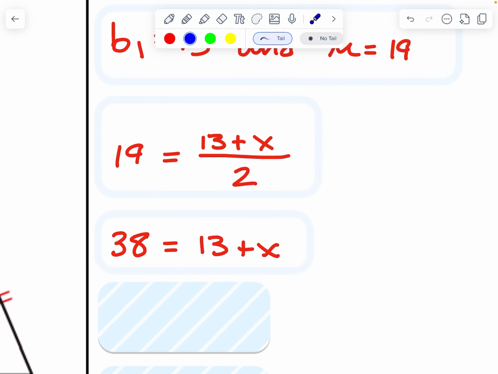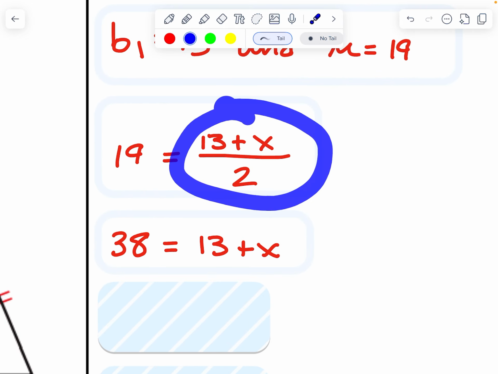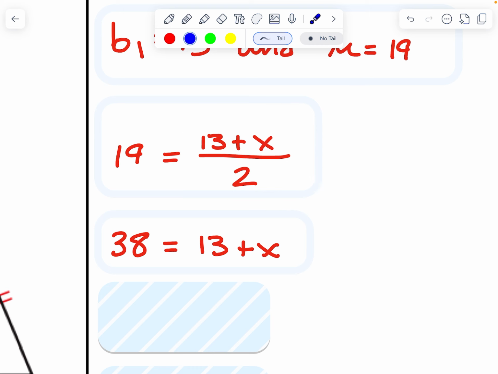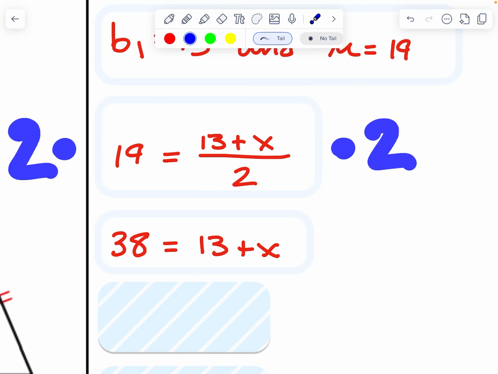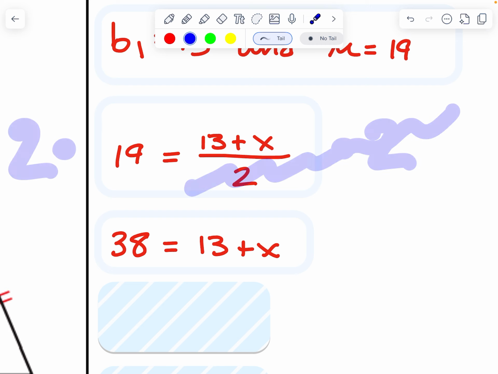From here, 13 plus x divided by 2, well, that's an x in the numerator. I've got to get rid of this denominator. How am I going to do that? By multiplying both sides by 2. That's going to say goodbye to that denominator. And I'm just left with 13 plus x. Make sure I multiply that 2 on the left side.